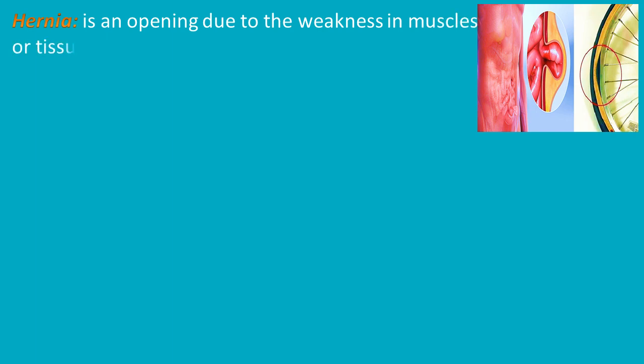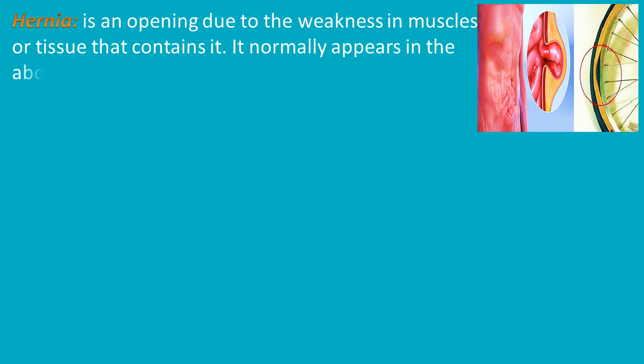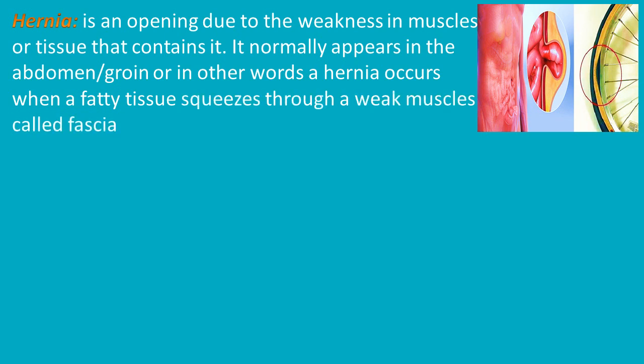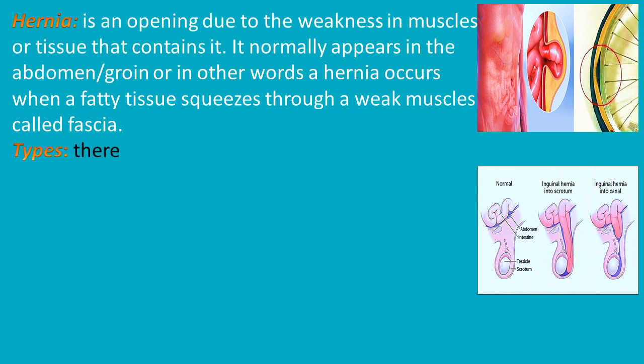Hernia is an opening due to weakness in the muscles or tissue that contains it. It normally appears in the abdomen or groin. In other words, a hernia occurs when fatty tissue squeezes through a weak muscle layer called fascia. Types: there are different types of hernia.